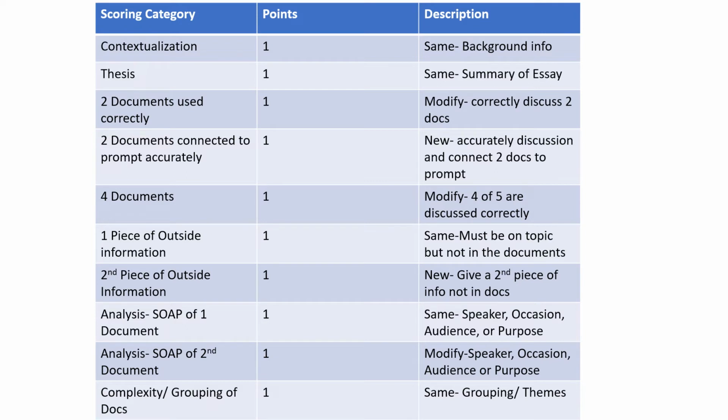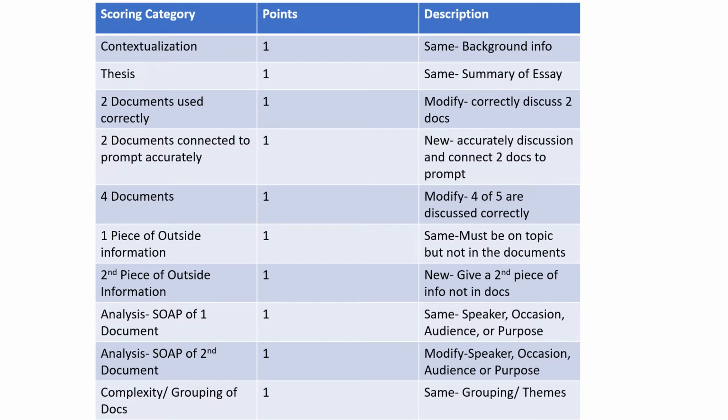All right, the very last point is for complexity, and this is the same on the old one, or basically grouping, okay? So this is by showing themes or groups, so putting the documents into categories or groups, aka body paragraphs, right, that have a theme or a topic that help connect to the prompt.